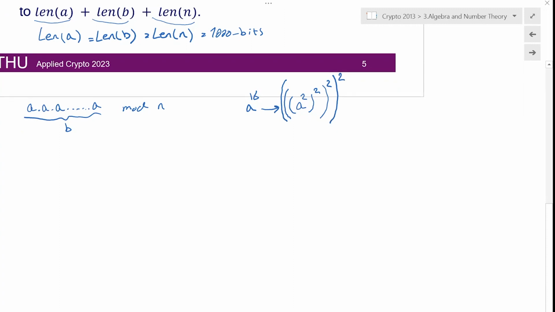So let's break this down. I did 4 squarings versus 15 multiplications in the naive algorithm. So you see that there is a better way to do this exponentiation. I don't have to do 15 multiplications, just 4 squarings would be enough.